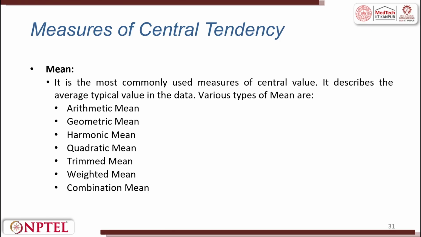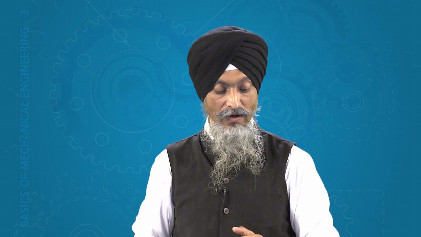What is mean? It is the most commonly used measure of central value. It describes the average typical value in the data. Various types of means are there. The first is the arithmetic mean. When you generally talk about the arithmetic mean, you only take the sum of the observations and divide it by the number of observations. That is the arithmetic mean.